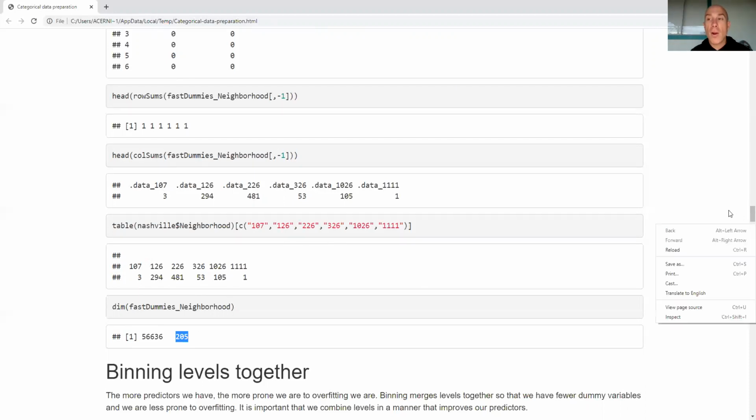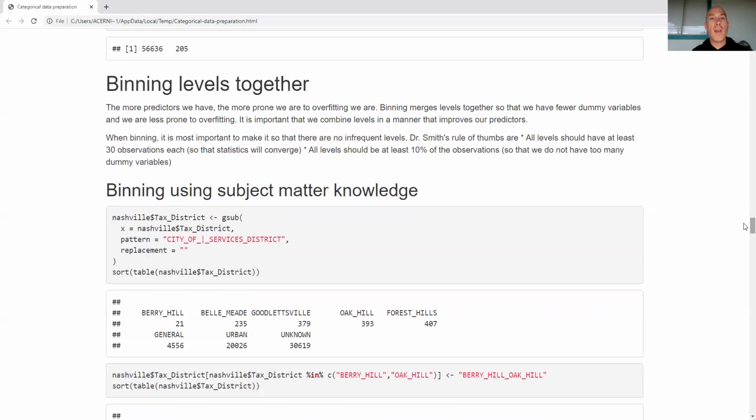Probably not. All right, so what I would want to do is bend things together. Now, when I bend things, we really have two choices. One is to use subject matter knowledge. So in this situation, I'm interested in tax district. I'm going to look at the tax district, and I'm going to think about putting them together using some other knowledge.